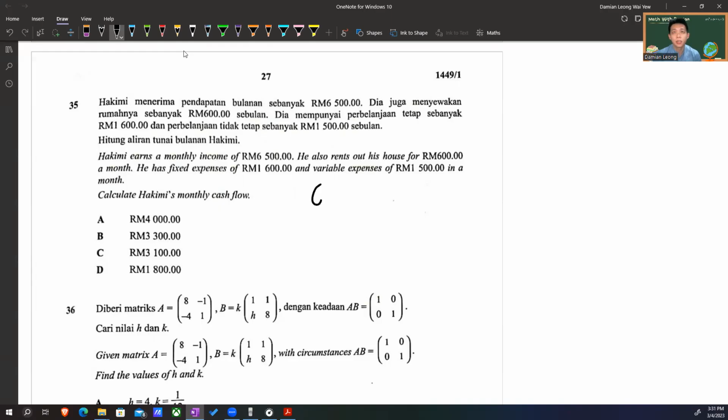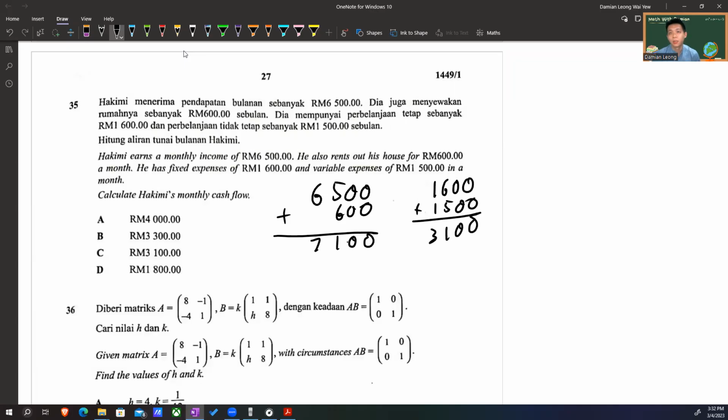So his income is the 6,500 plus 600 from renting. So that is 7,100. His expenses, 1,600 fixed expense and 1,500 variable expense. So it's 3,100. So the cash flow would be total income minus total expense, which is 4,000 ringgit. Answer would be B. Just like that.